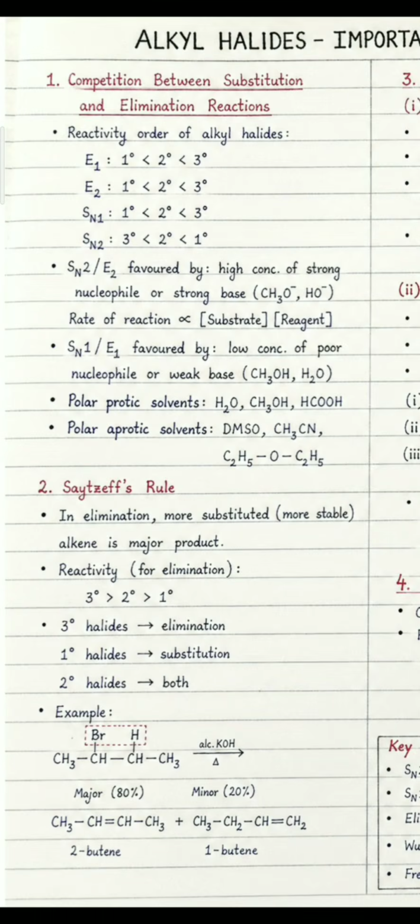Next one is substitution reaction and elimination reaction. Reactivity order of alkyl halides. In the E1 mechanism, reactivity is primary less than secondary less than tertiary. E2 mechanism reactivity order is primary less than secondary less than tertiary. And SN1 mechanism also primary less than secondary less than tertiary. In SN2 mechanism, reactivity order is tertiary less than secondary less than primary.